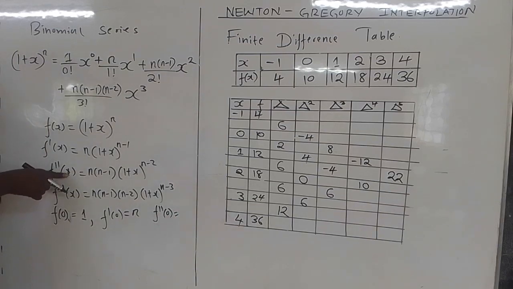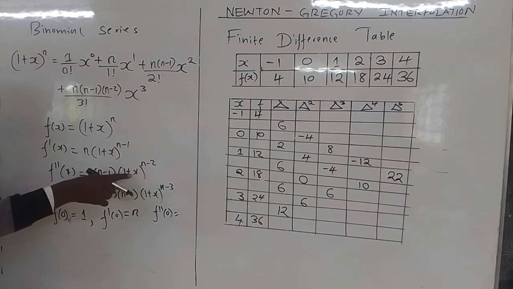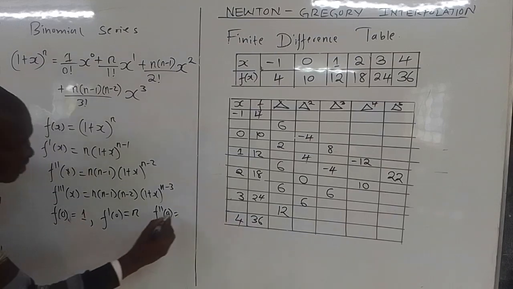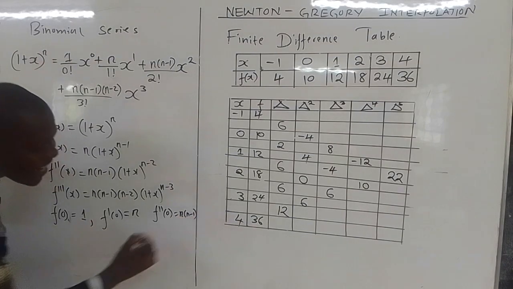Then you move to f double prime of 0. Where there is x you put 0, you remain with 1 raised to power that. 1 raised to power anything is 1, so you remain with n into n minus 1.